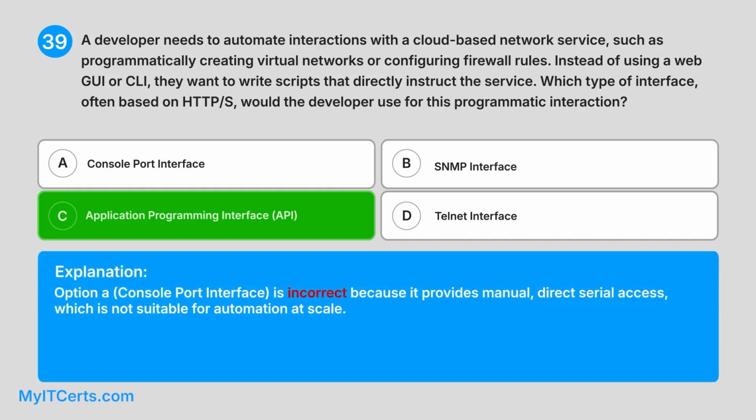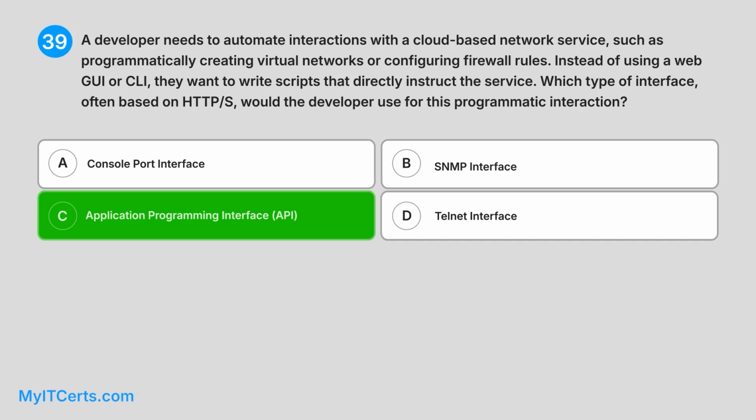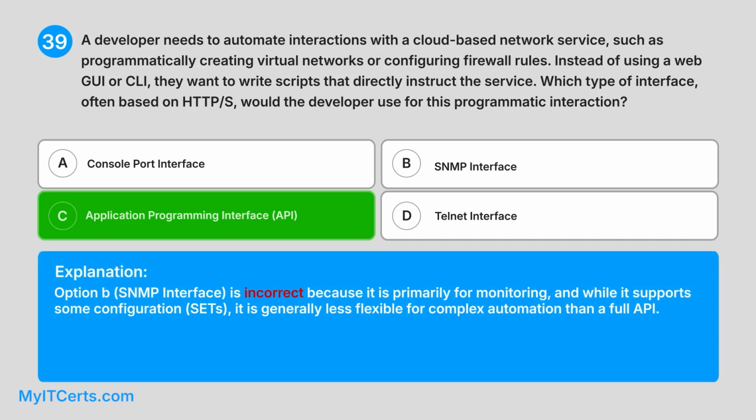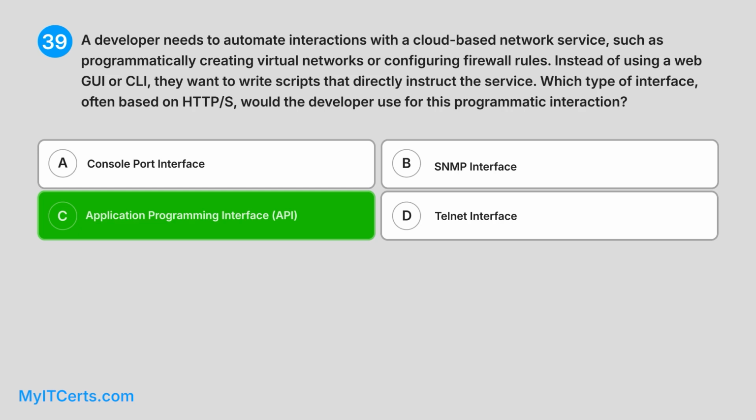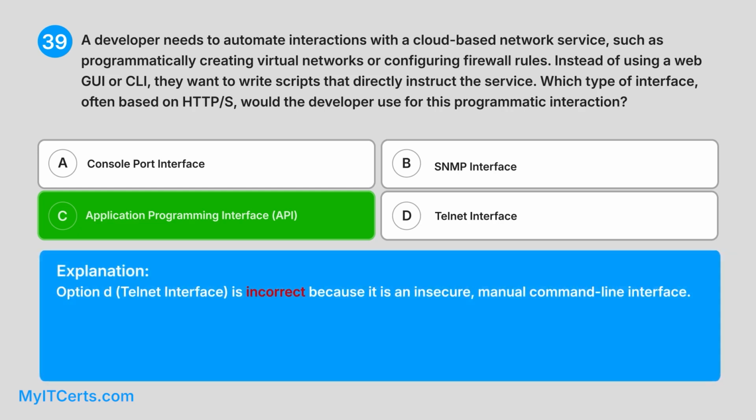Option A, Console Port Interface, is incorrect because it provides manual direct serial access, which is not suitable for automation at scale. Option B, SNMP Interface, is incorrect because it is primarily for monitoring, and while it supports some configuration, it is generally less flexible for complex automation than a full API. Option D, Telnet Interface, is incorrect because it is an insecure manual command line interface.